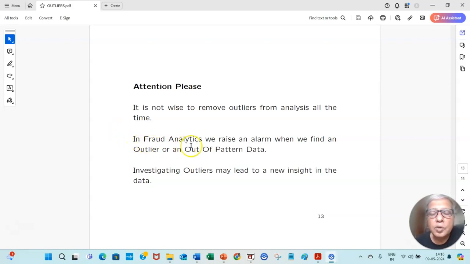In fraud analysis, when we find an outlier or an out of pattern data point, we raise an alarm. That's the way we use outliers in analytics, in fraud analytics. Investigating outliers may lead to a new insight in the data. A new theory comes out because of explaining outliers. That happens. So new theory comes out by way of investigating outliers.